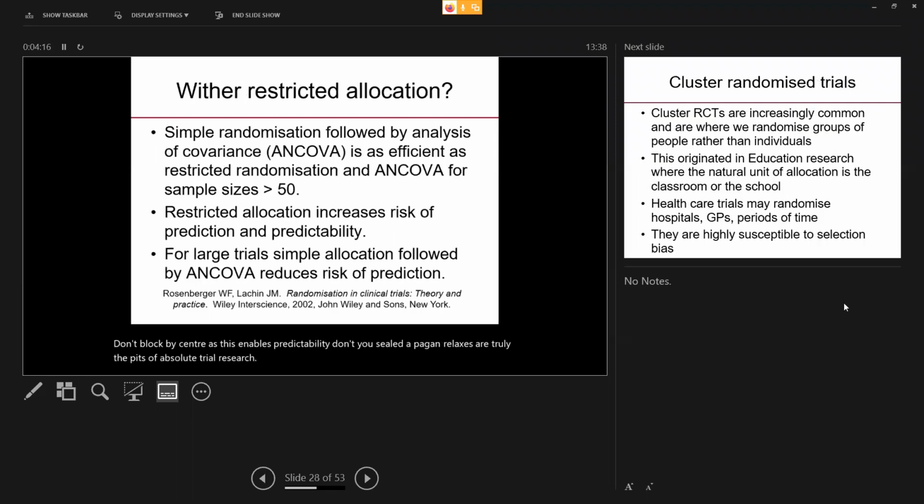Should we actually do blocking or restricted allocation? Well, simple randomization followed by analysis of covariance is just as efficient as blocked randomization followed by analysis of covariance, which is what you should do in a trial anyway. So long as the sample size is above 50 or 100, simple randomization should give you what you want.